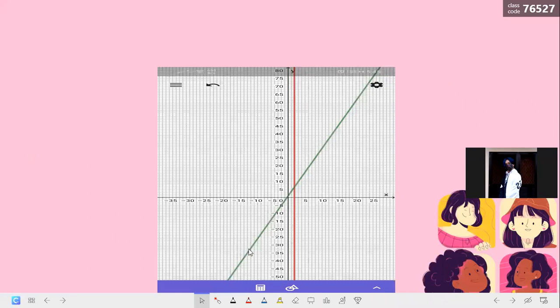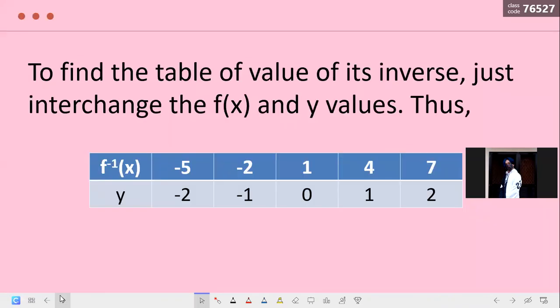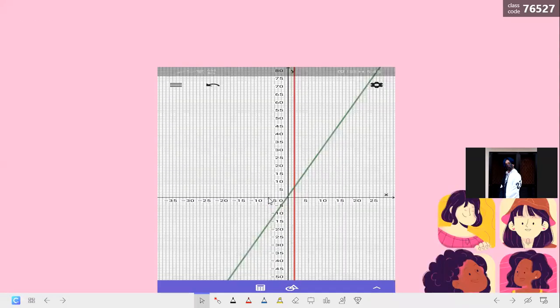So, ni-reflect sa y equals x na graph natin. Di ba yung kanina ay ang sabi 2? Nasaan yung negative 5? Ito po siya, negative 5. Yan, negative 2, pero hindi siya magre-reflect dito. This is actually the graph of 3x plus 1. Yun na ba yung original function natin given? Ano mga anak? Yun na po yun.